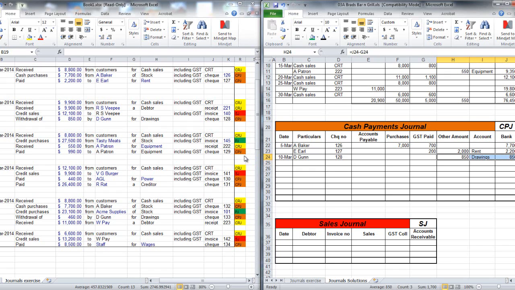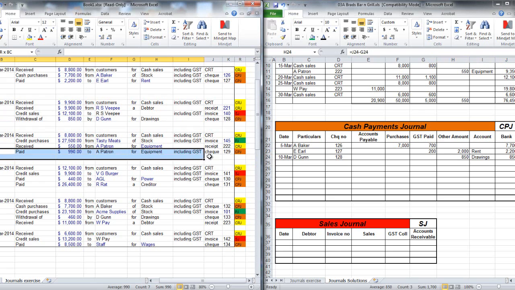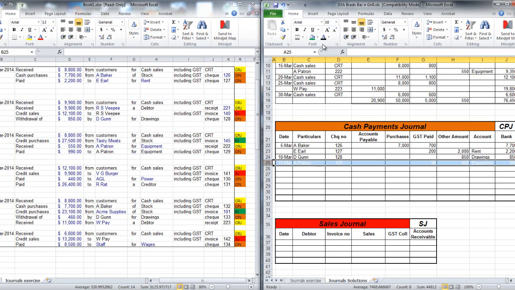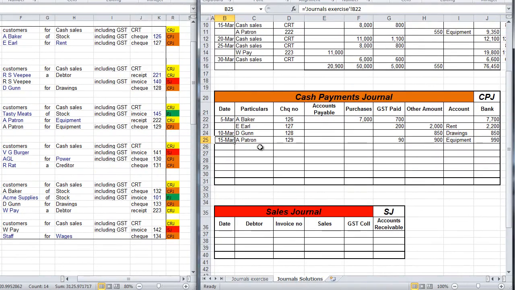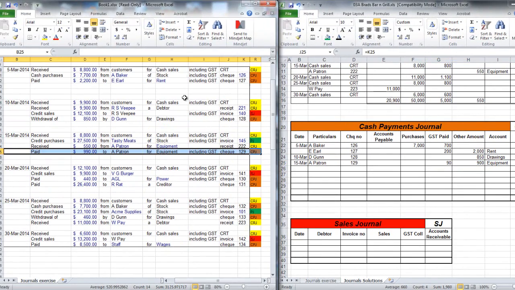The next one is D. Gum drawings. Again, this was paid for equipment this time. Where we got the equipment from, the check number. But my equipment does have GST. And then we put the equipment just like there. So you can see there's a connection between those two. And the total of that. And then we keep going.